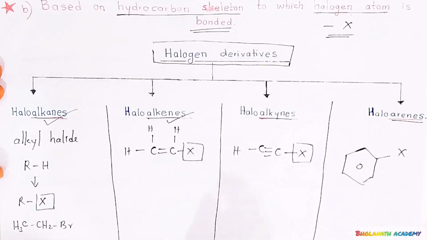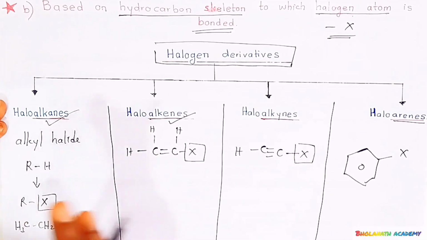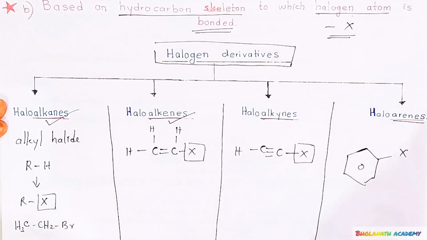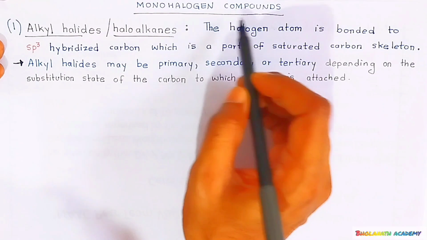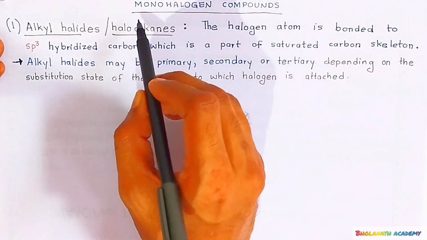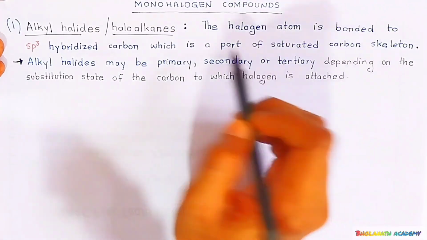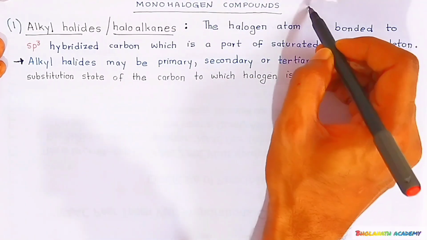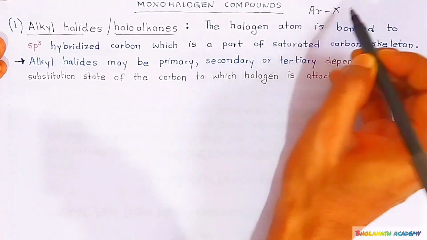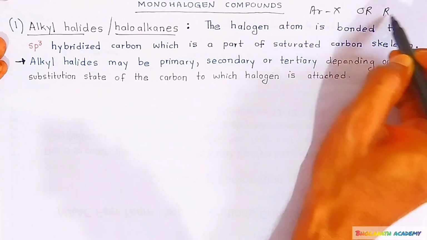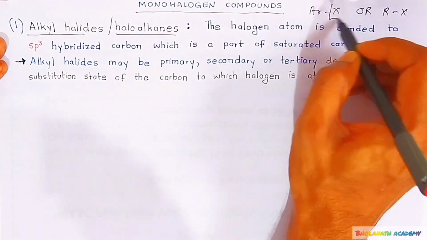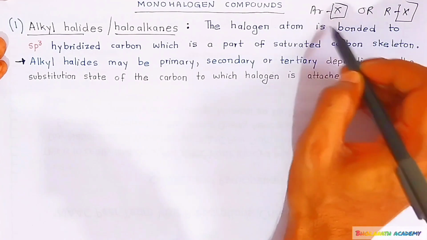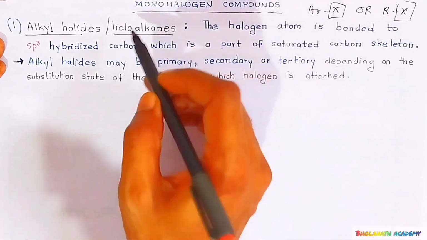So this way, students, halogen derivatives are classified into 4 categories depending upon to which hydrocarbon the halogen atom is attached. Now, monohalogen compounds. In your syllabus, students, only the monohalogen compounds are there. Dihalogen compounds they have not given. Monohalogen means that, whether aromatic or aliphatic, the compound contains only one halogen. When a derivative contains only one halogen, the compound is called a monohalogen compound.